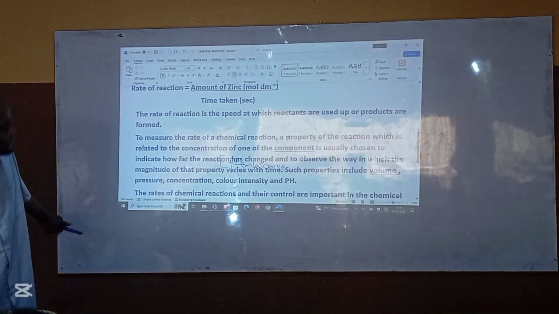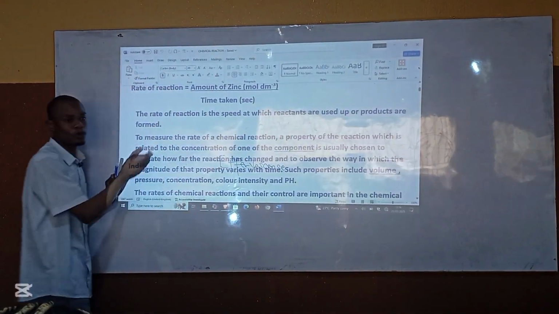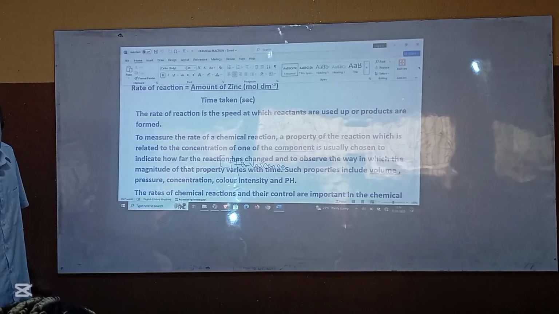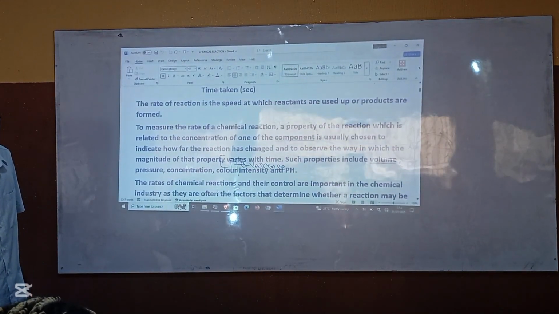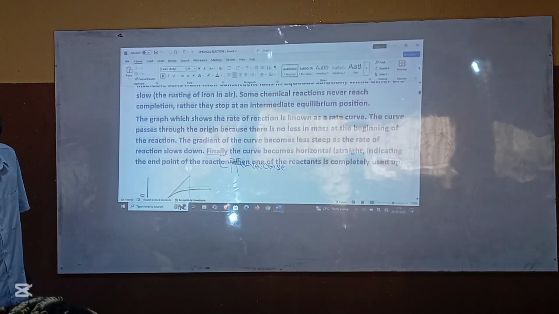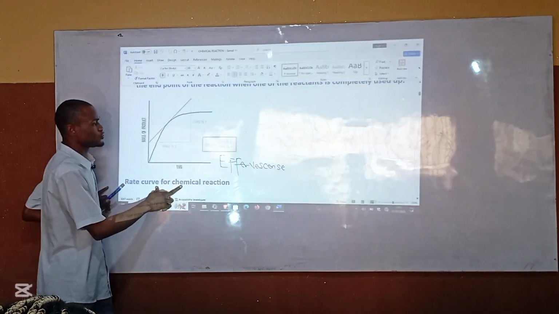They also define it this way, that is the speed at which the reactants are used up or products are formed. You can also define it this way: the amount of reactant converted or product formed per unit time. Am I completing now? And this graph is called the rate curve for chemical reaction.